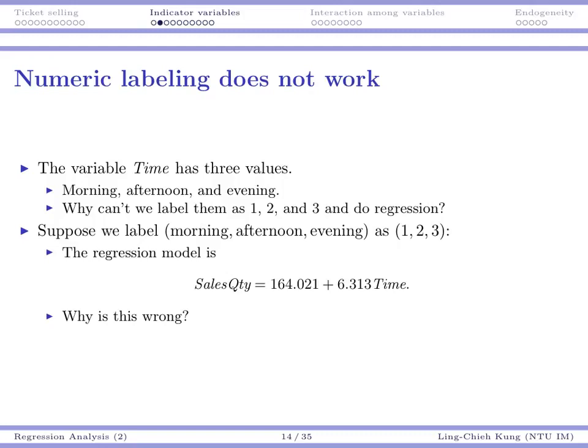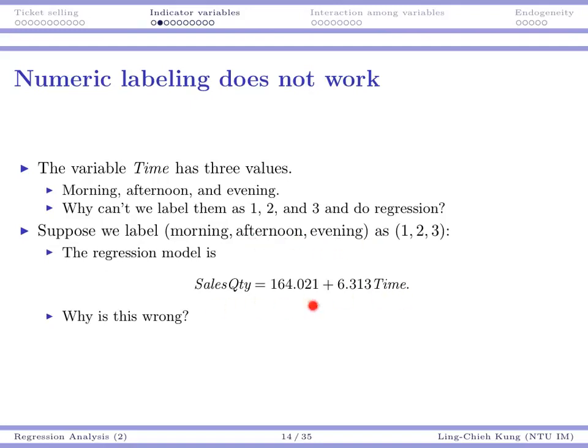So why is that? Why can we not just call them 1, 2, 3 and do a regression model? If we really do that, we will get a regression model like this. Seems to be explainable. When time increases by 1, we expect sales to increase by 6.3. And 1 here is explainable, right? Because that means from morning to afternoon or from afternoon to evening.